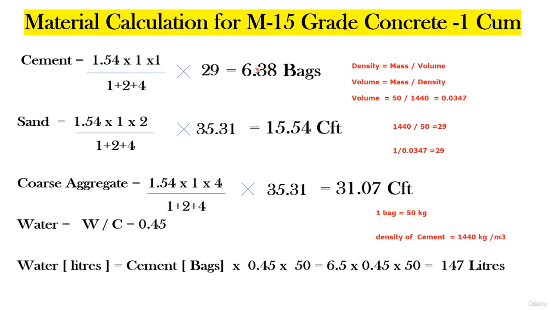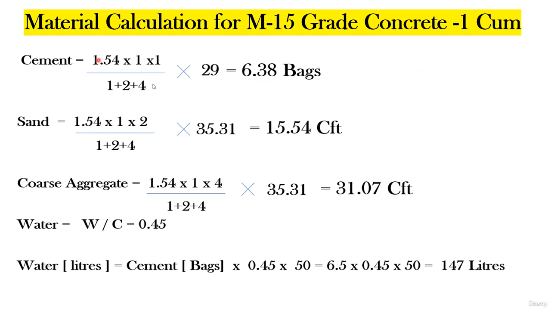There might be a slight change. Instead of 6.38, you may get 6.28 like we got in the previous case. But that is the right way to do. Got it, no? So everything I've explained to you. So this was about the cement calculation. So finally, if I want to prepare M15 grade concrete of 1 cubic meter, I require 6.38 bags of cement. Now come to the sand.